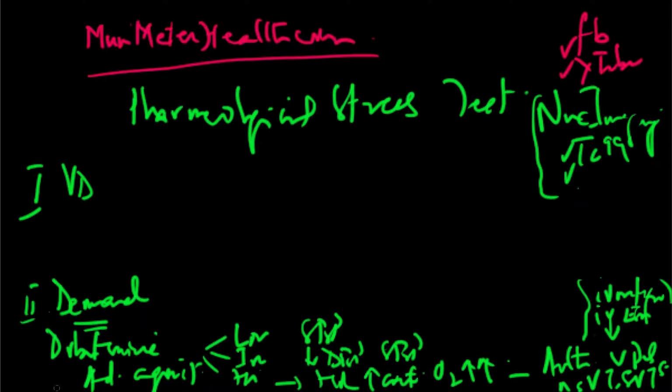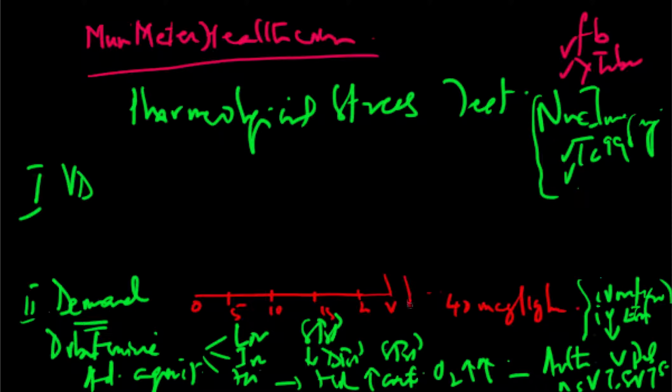Normally it is given by an IV infusion where the person is lying on the table. So it starts at 0 minutes, and normally the increment is every 3 minutes: 5, 10, 15, 20, and so on and so forth. It goes up to 40 mics per kilo per minute. So it starts with 5, and then you go up to 10, 15, 20, and then 40. Normally the side effects will begin somewhere between 20 and 25.